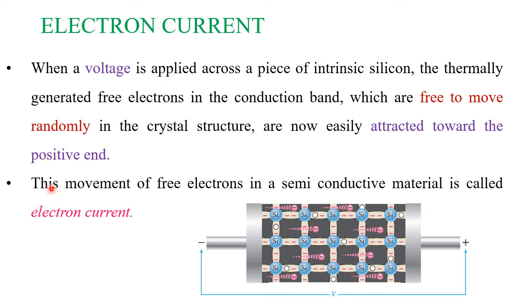This movement of free electrons in a semiconductor material is called electron current. So we can say that the electrons move towards the positive holes. We can state it like that. Holes are positive ions. All right, positive holes.